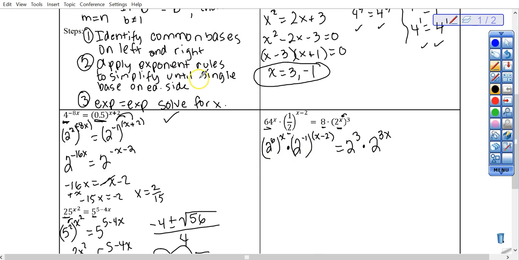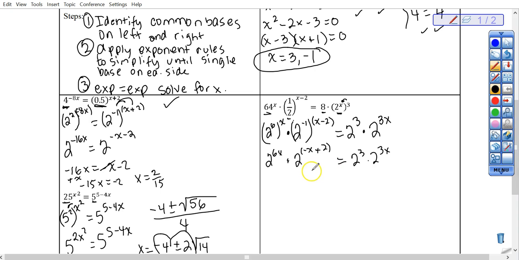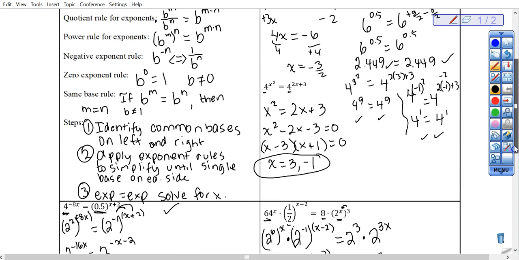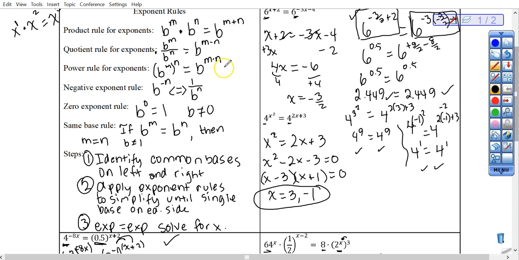Now we'll apply our exponent rules and we'll simplify until the single base on each side. So let's apply our power rule here. So 2 to the 6x times 2, and we'll distribute that -1 there, to the -x plus 2. And over here we have 2 to the 3 times 2 to the 3x. Okay, so we have simplified, but we need a single base on each side. So what we're going to do now is we're going to apply the product rule. The product rule up here, if you remember, right here, the product rule. If we have 2 bases that are the same and we're multiplying them, we can add the exponents.